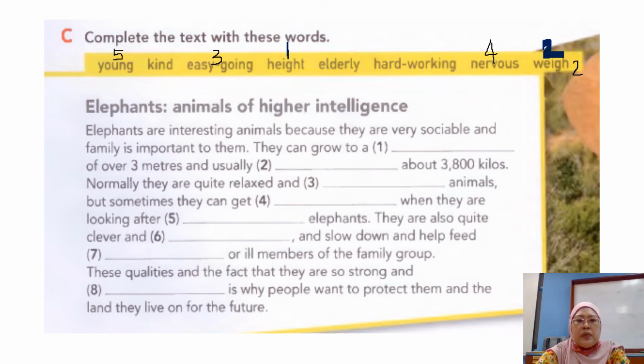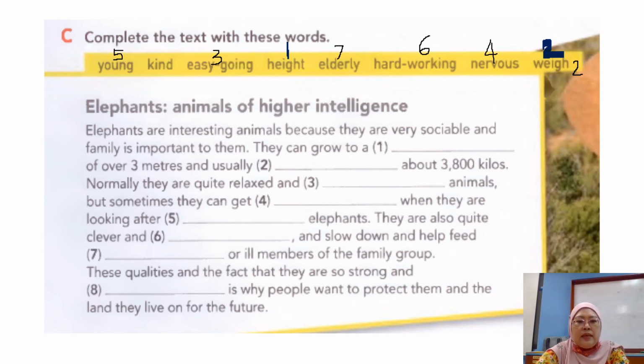They're also quite clever and, look for something positive again. They are quite clever and hardworking. So this is number 6. And slow down and help feed or ill members of the family group. We have chosen the word young, so we have another word, elderly. So this is 7.